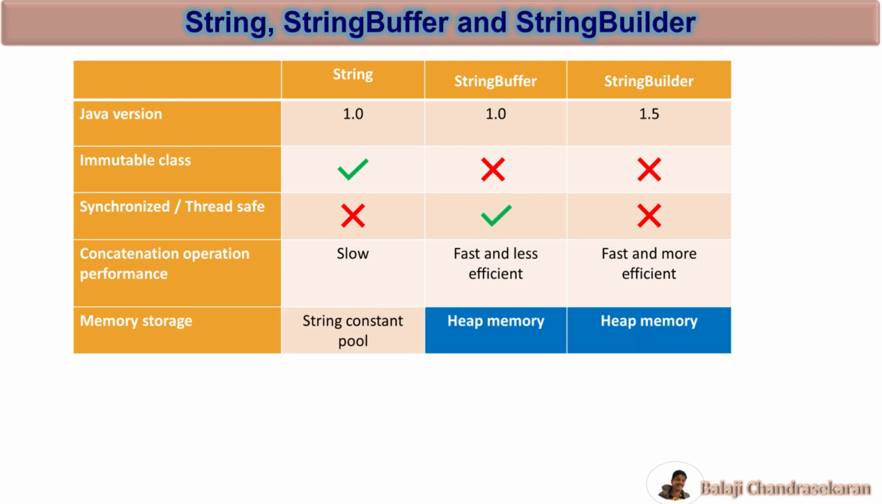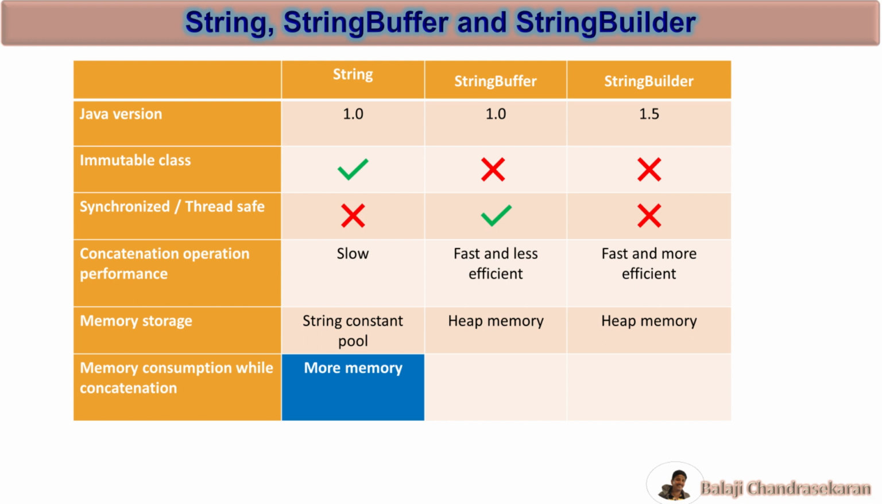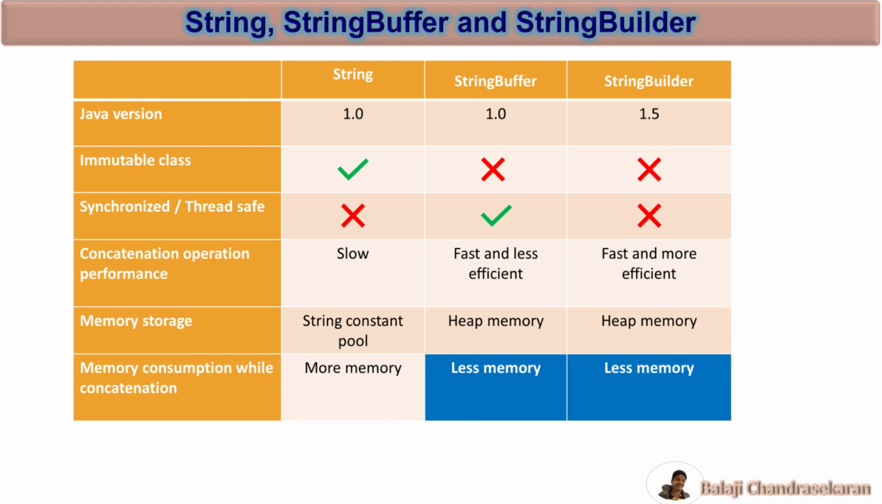The String class uses the string constant pool to store the string data. The StringBuffer and StringBuilder classes use the heap memory since they create object references of the StringBuffer and StringBuilder classes respectively. The String class consumes more memory when we concatenate too many strings because every time it creates a new instance. The StringBuffer and StringBuilder classes consume less memory when we use them to concatenate too many strings.